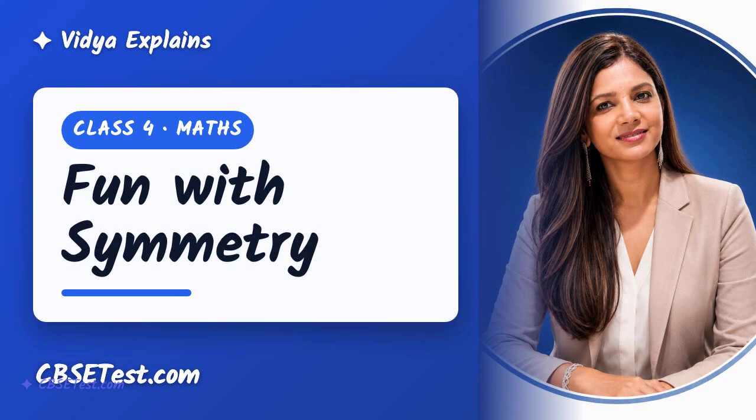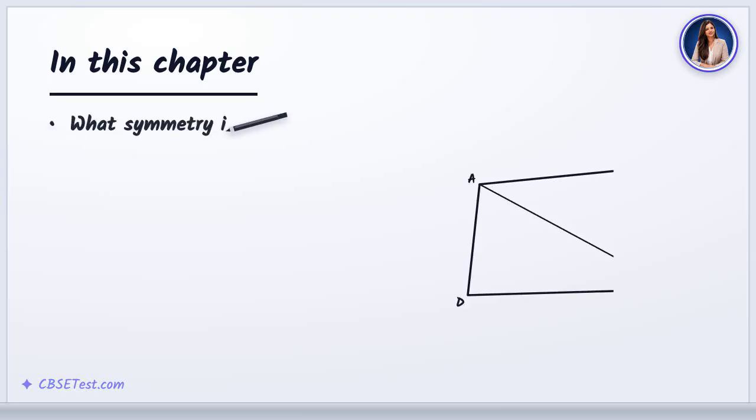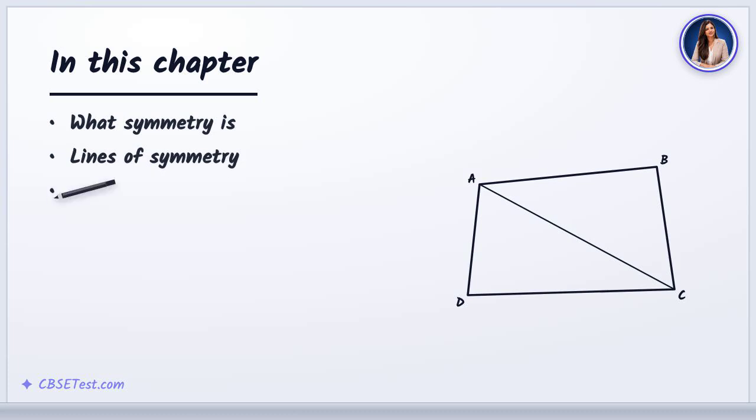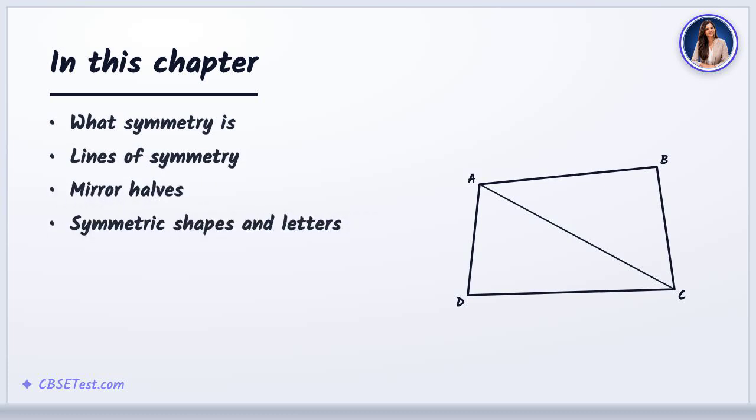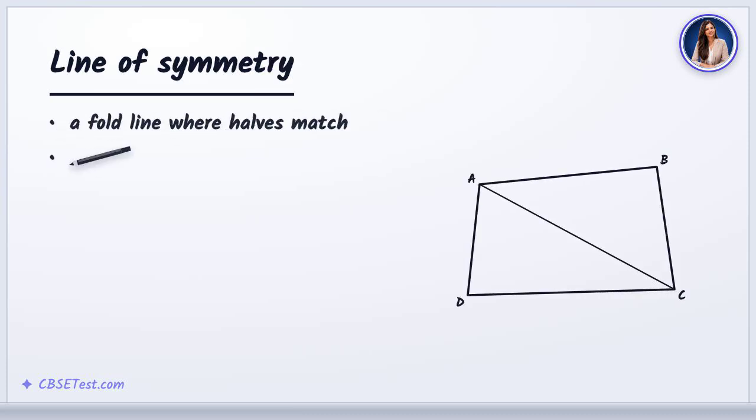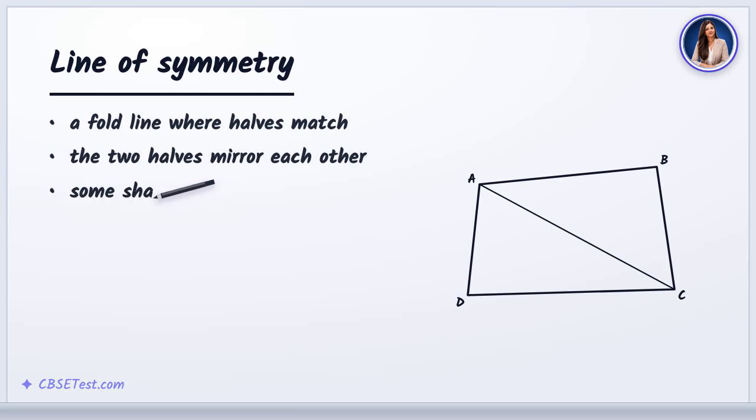Let's learn fun with symmetry together, step by step. A shape has symmetry if one half is the mirror image of the other. We'll find lines of symmetry in shapes and letters. A line of symmetry is a fold along which the two halves match exactly, each mirroring the other.